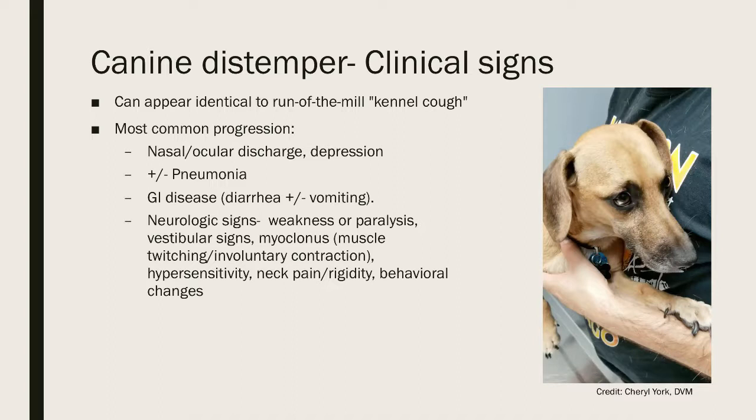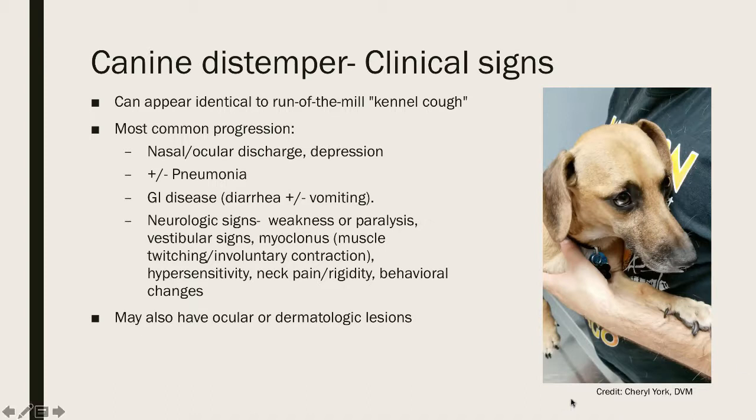And I think really the scariest component of distemper is when they wind up with neurologic signs. So they may have weakness or paralysis, vestibular signs, so they're falling over, kind of circling, not really good at moving around. Myoclonus, which I'll show you a video of in just a minute. And this is actually a really mild case, which is muscle twitching or involuntary contraction. And it can happen diffusely throughout the body and not just in a focused area. They may have hypersensitivity, neck pain or rigidity, and they may wind up having behavioral changes or seizures. These dogs may also have eye lesions or skin lesions. They can have a dermatitis. But most frequently, these are the ones that you'll see the most in fulminant distemper cases.